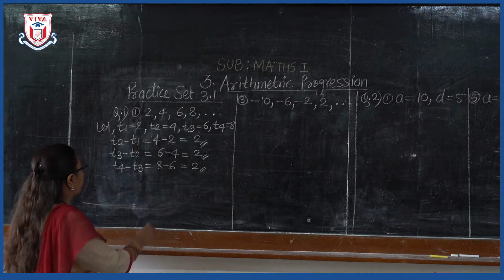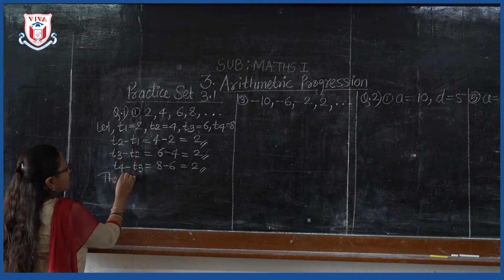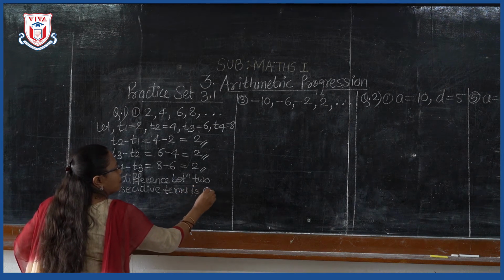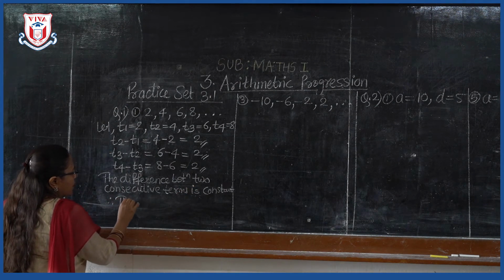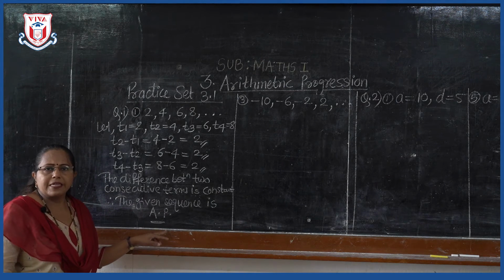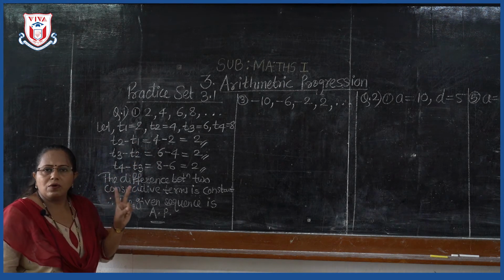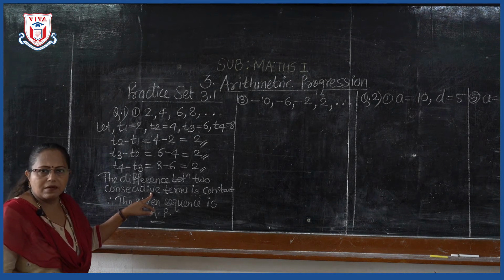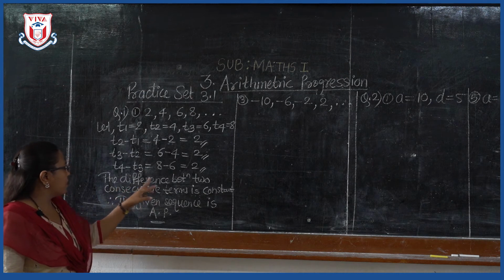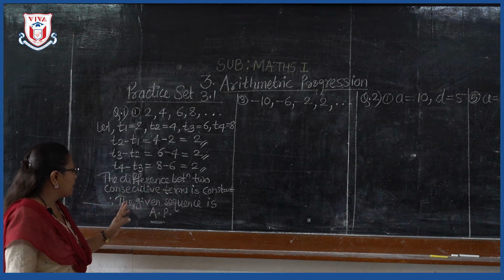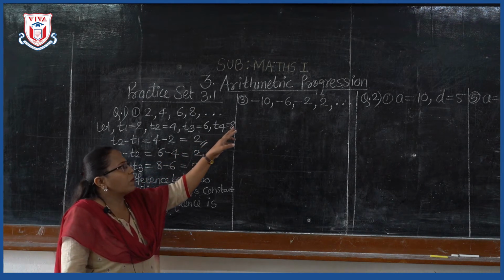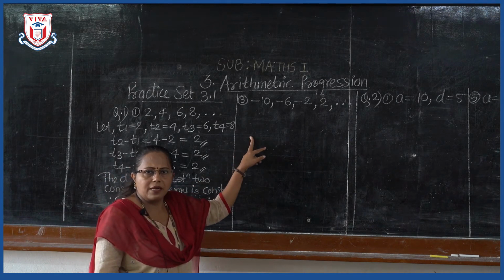We have to write that statement. The difference between two consecutive terms is constant. Therefore, the given sequence is AP. Maybe this type of question comes for 1 or 2 marks. You have to write this reason why the sequence is AP or why it is not an AP. Okay. Now let us see one more example from question number 1.